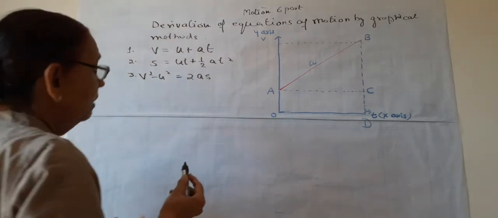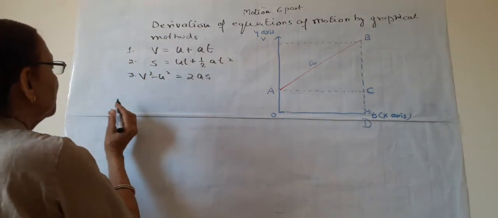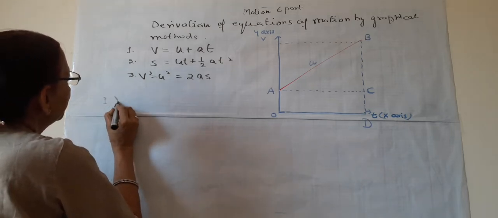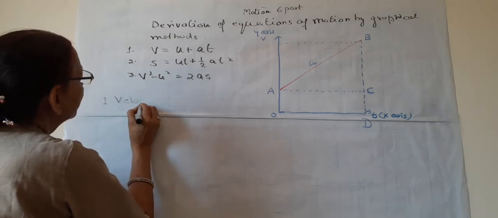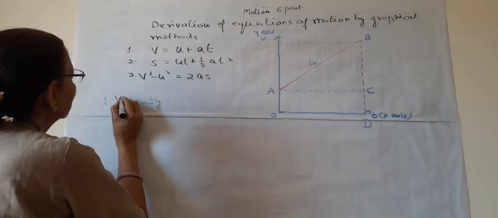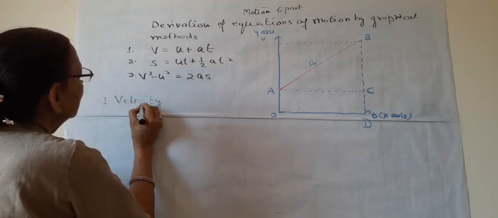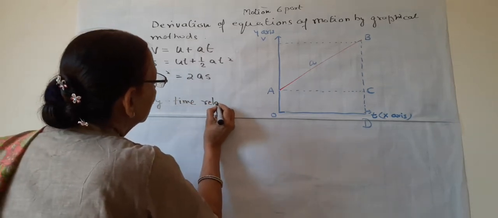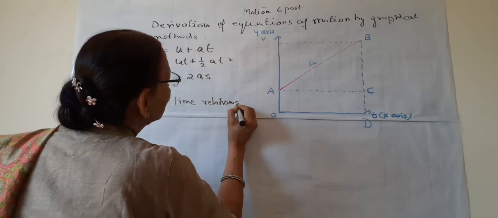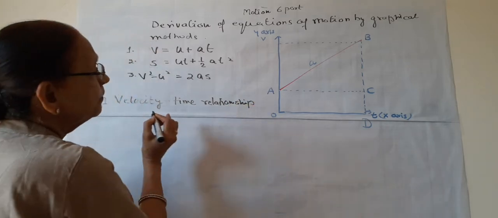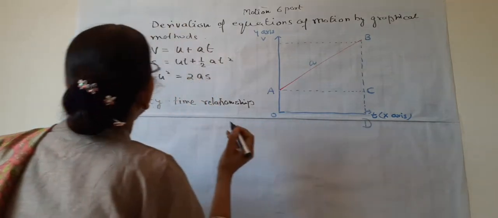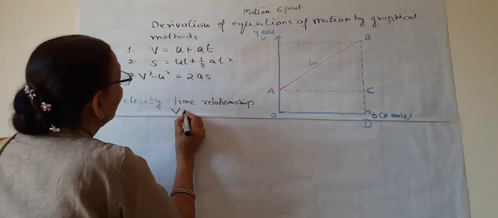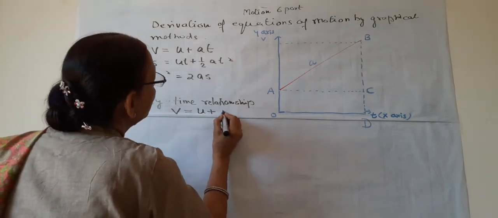Now, we will derive the first equation, and this equation is also known as the velocity time relationship. This equation shows the relationship between velocity and time, and this is the first equation. And this we have to prove, we have to derive: v is equal to u plus at.